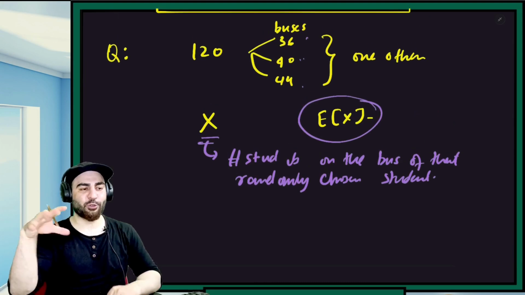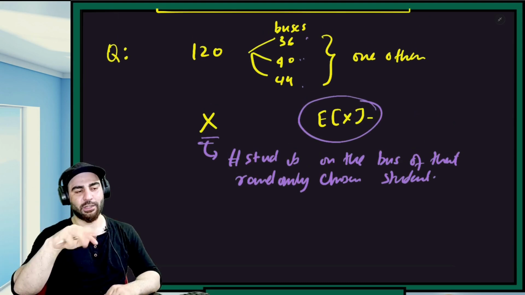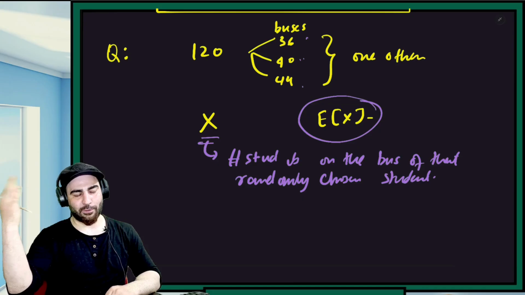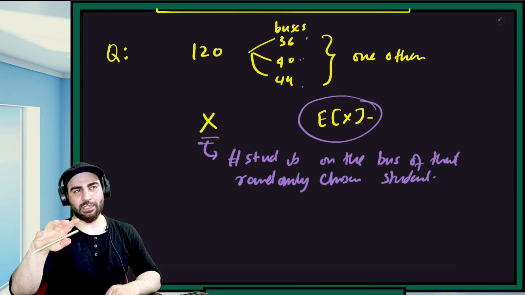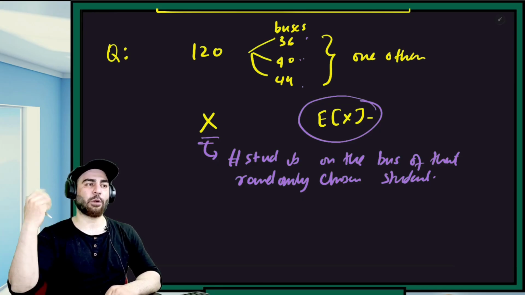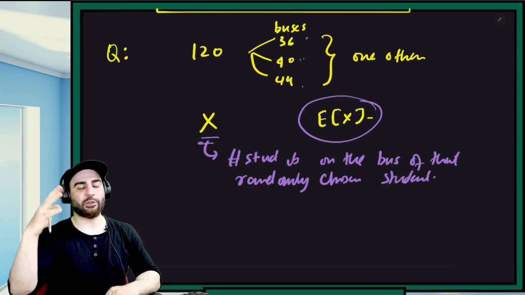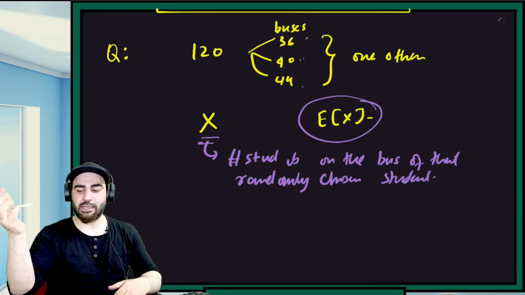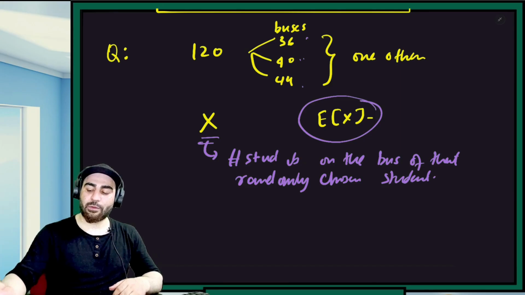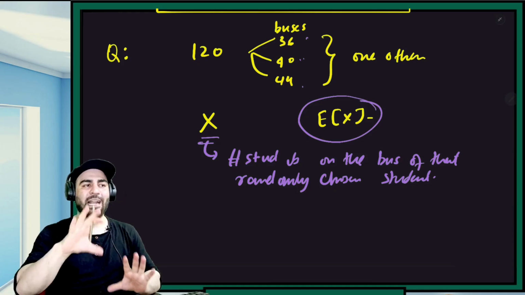Let me just go through the question once again. You have 120 students in 3 buses, going on a performance. Once they get there, one student is randomly chosen out of these 120 students, and he will be in any of the 3 buses. Now let's suppose x represents the number of students on the bus from which the randomly chosen student comes.